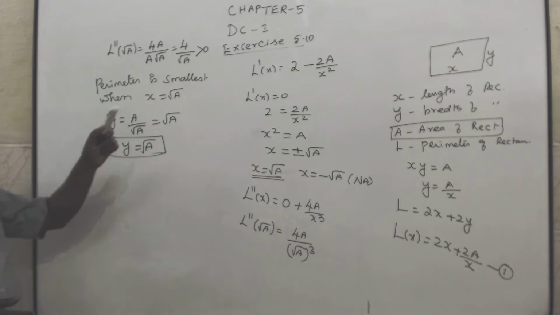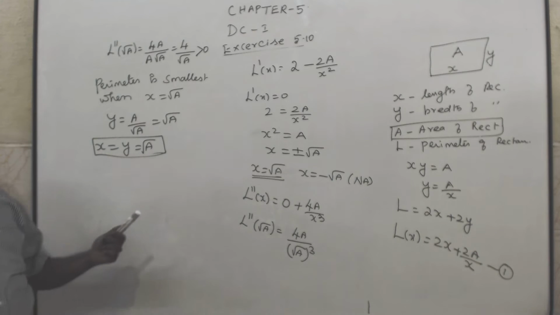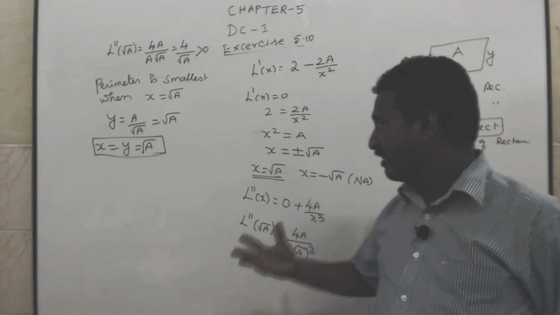Perimeter is smallest when x is equal to root a. Y equal to a by root a is root a, x is equal to y is equal to root a. Therefore, length and breadth are equal, therefore, rectangle becomes square. This is a 10 mark question.